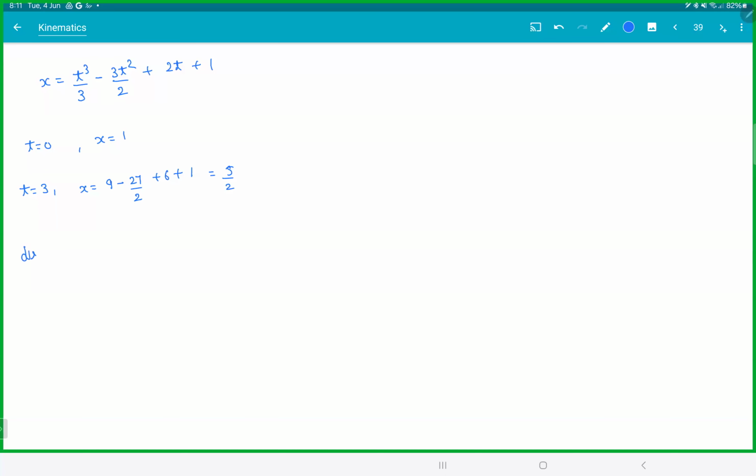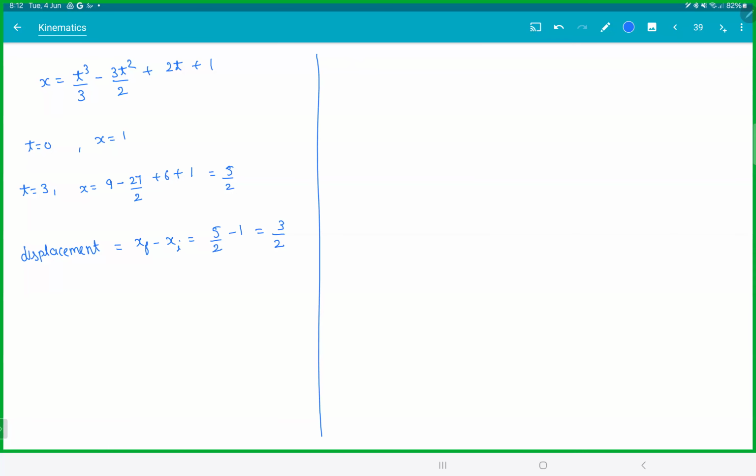But be careful. What are you finding exactly? When you do x final minus x initial, you are doing displacement. This is 5 by 2 minus 1, which is 3 by 2. This is wrong. This is not what I asked you. I am asking you for distance traveled. What you get is displacement. This is the first thing you need to understand. And unfortunately, this option will be in the answer. You can come happily.